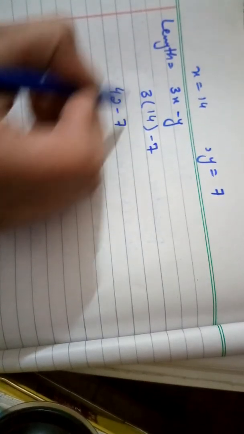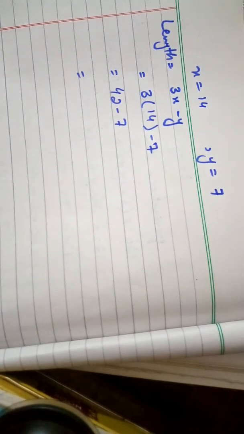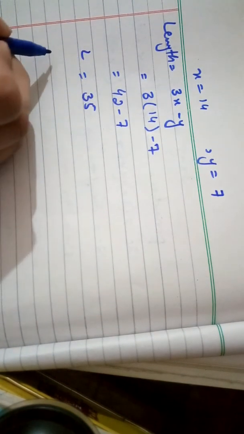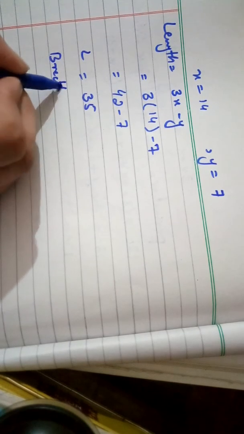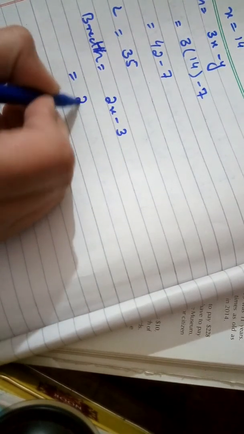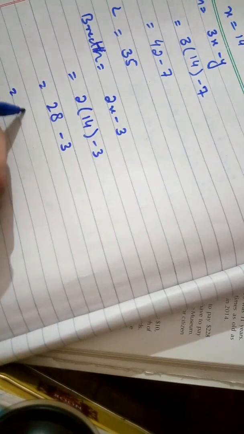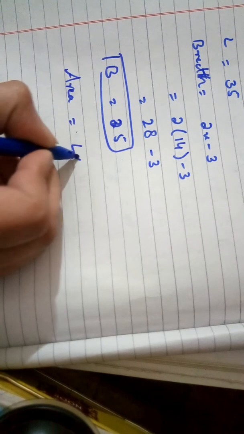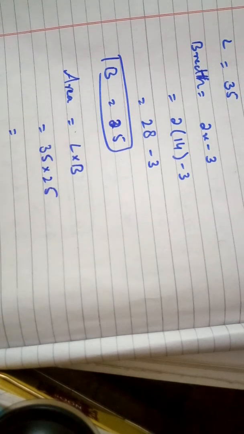So, length of a rectangle: one side of the length is 3x minus y. Put this value, x is 14 and y is 7. So 42 minus 7. That is 35. Length is 35 and breadth is 2x minus 3. So 2 into value of x is 14, minus 3, and breadth is 25. Length is 35, breadth is 25.